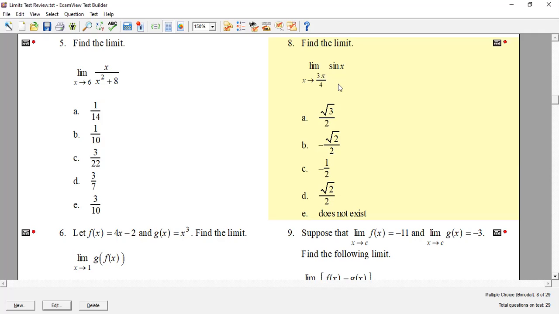So then you can just put in your calculator the other one, square root of 3 over 2. If I type that in, I get 0.866. If I type in square root of 2 over 2, I get 0.707. So which one's my answer? D. Square root of 2 over 2. And again, a lot of that is using the unit circle. So just so y'all know.